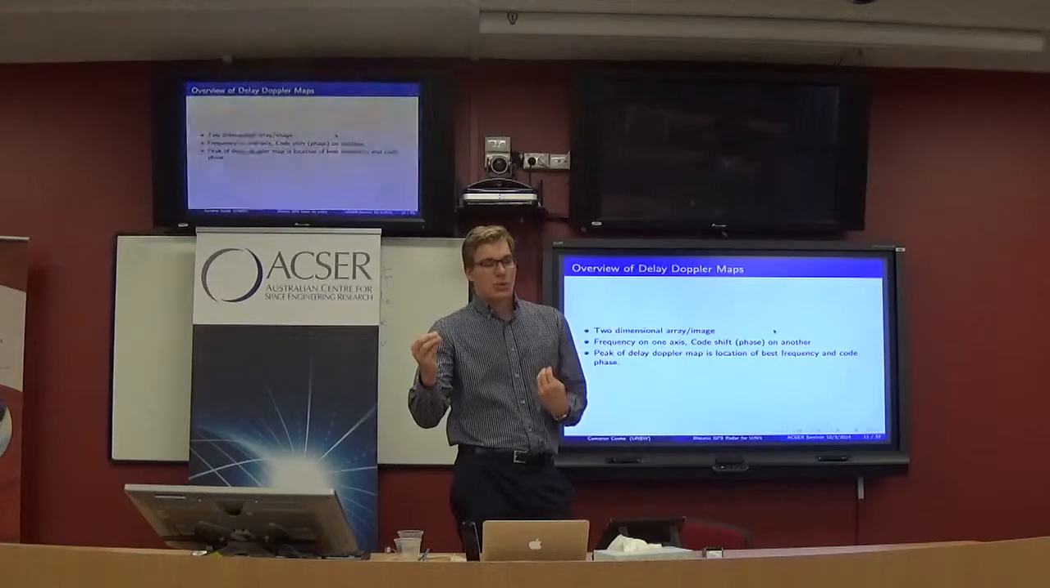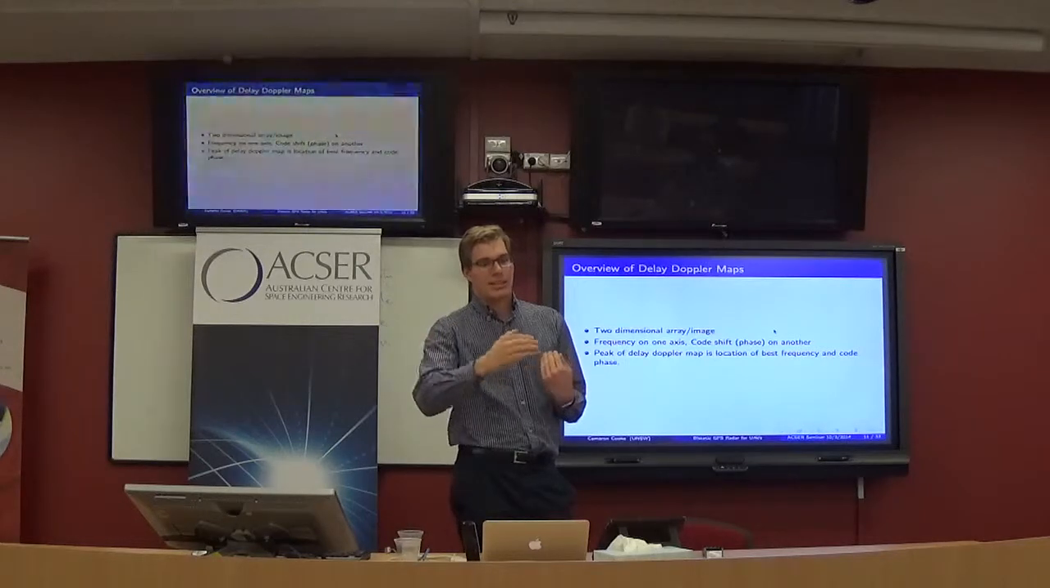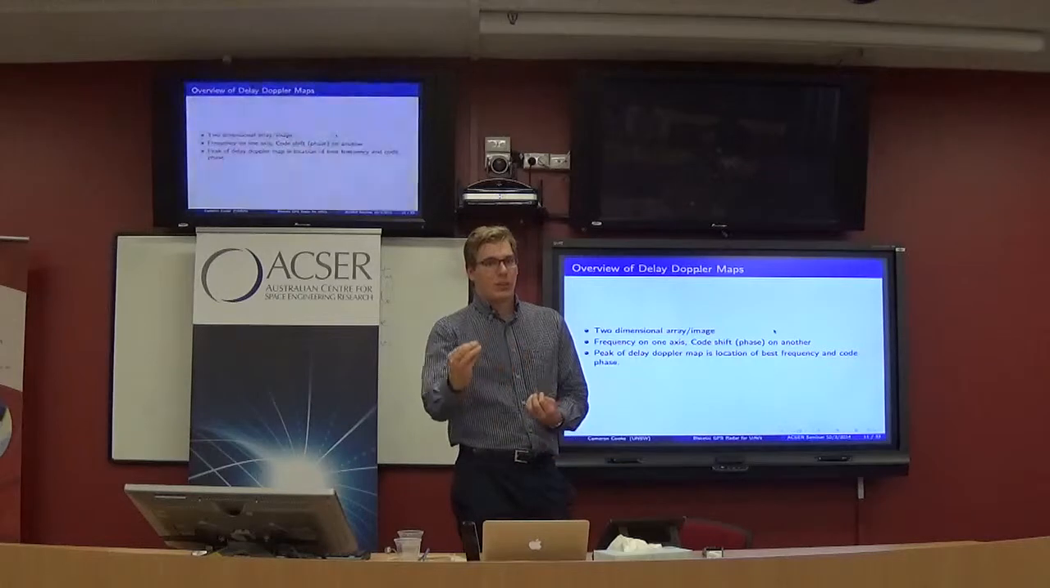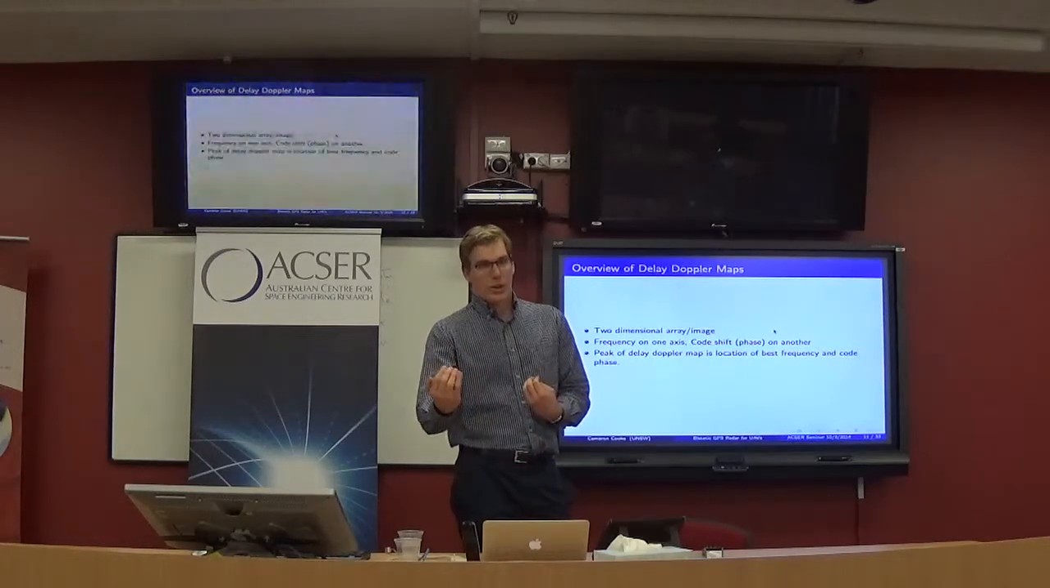Essentially, you can test for each satellite. Each satellite has its own unique spreading code, and you check each spreading code to see if you get a peak in the delayed Doppler map. By testing each satellite in turn, you can work out which satellites are in view, what their Doppler is, and also what their code phase is.